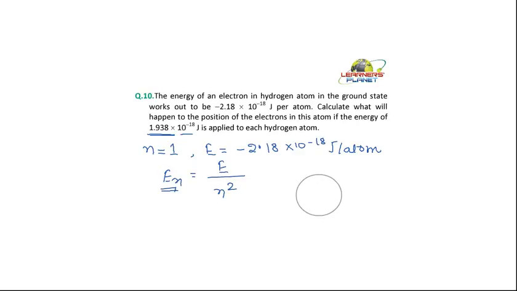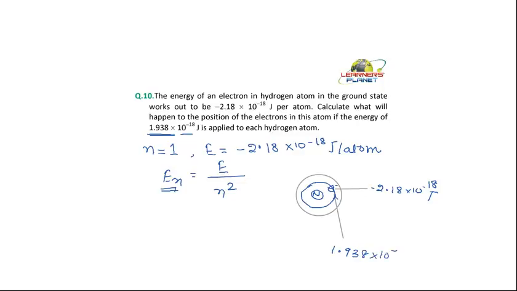So if I just draw the diagram of this atom, say this is your hydrogen atom. Now in this there is a nucleus at the center and we have got one energy level. Now the electron has got what energy at this level? It has minus 2.18 into 10 to the power minus 18 joule. Now it is absorbing energy. How much energy is it absorbing?